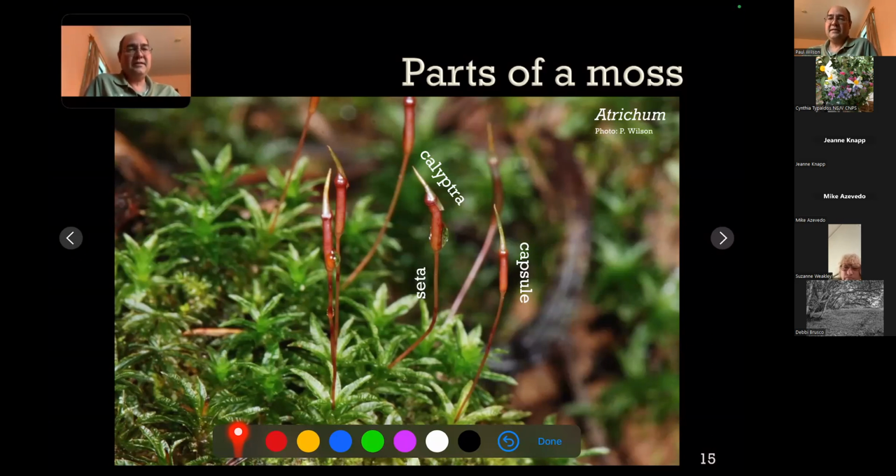And then underneath that, there's a capsule, and the capsule is on top of a stalk or seta. And this is pretty different than liverworts. Liverworts have a seta also, but it's very flimsy, and it just fills up with water for long enough to shed the spores. And then it withers. Whereas the seta of a moss is maybe the sturdiest part of the whole plant, or nearly anyway.